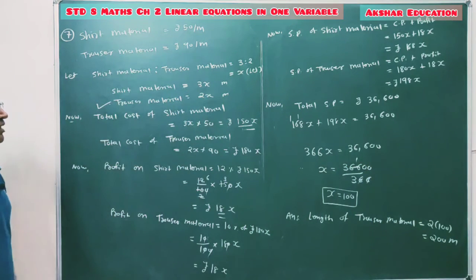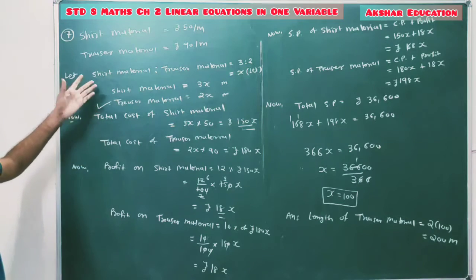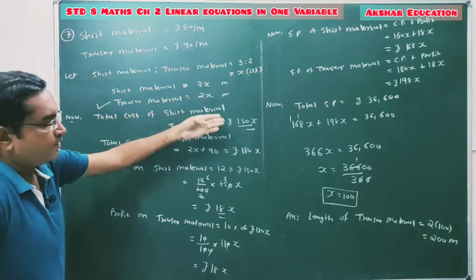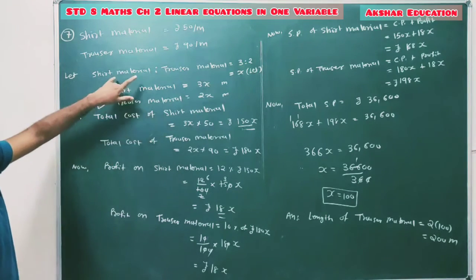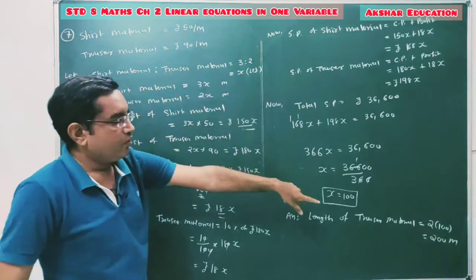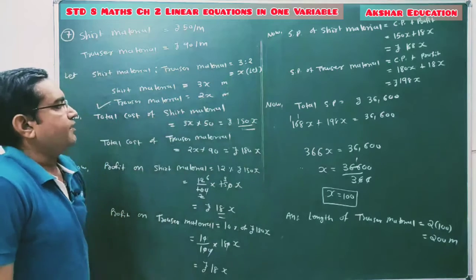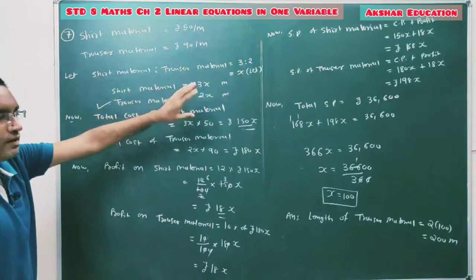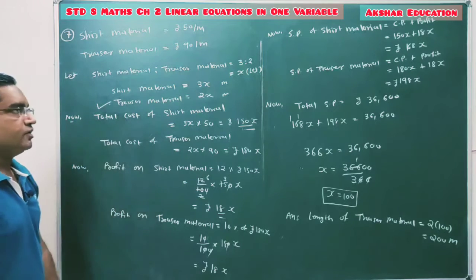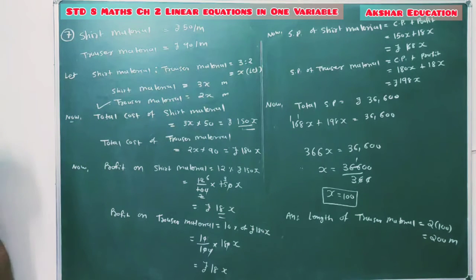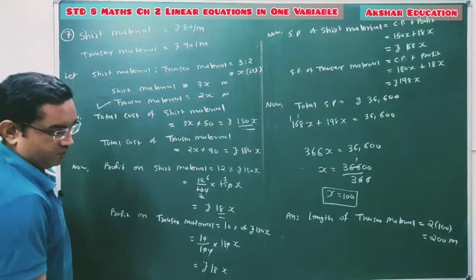Clear? The question may be changed. What is the total length of shirt material? The total length of shirt material is 500 meter. So the ratio of shirt material and trouser material is 300 and 200 meter. So the ratio is 3:2. Clear, students? So this is how you can solve your question number 7. Pause the video, write it properly and note it down.